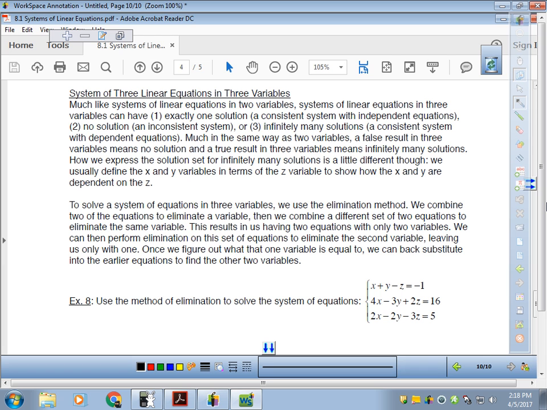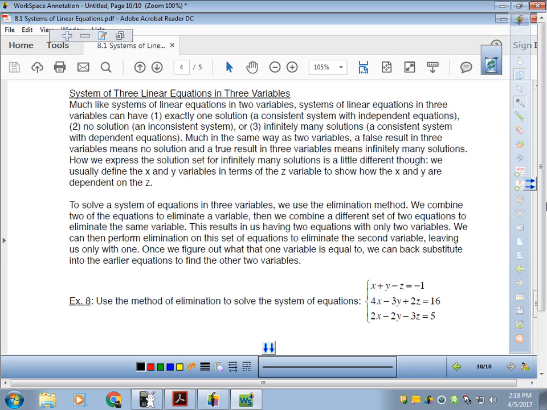Two, you could get no solution. It could be that these three-dimensional planes do not intersect each other, and so there's no actual solution to the system. Or, the third option, you could get an infinite number of solutions where the planes touch each other and are on the same line, and so a point on that line would be a solution to the system.